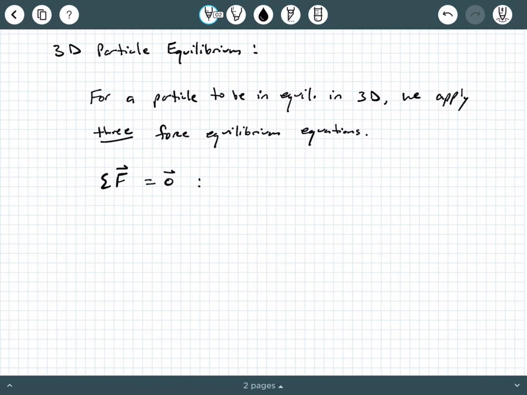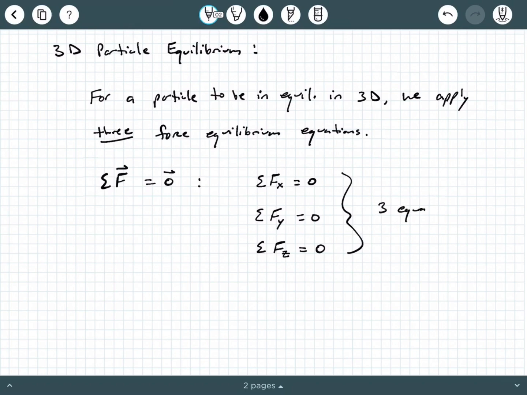vector, and specifically we're going to have sum of the forces in the x direction equals 0, sum of the forces in the y direction equals 0, and sum of the forces in the z direction equals 0. And from these 3 equations, again, these are 3 equations to solve for 3 unknown quantities, 3 unknowns, okay? Other than that, we're following very similar procedures we saw in 2 dimensions.